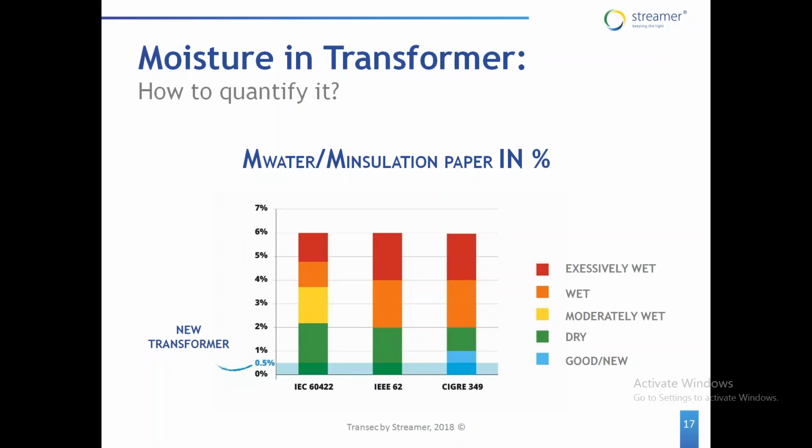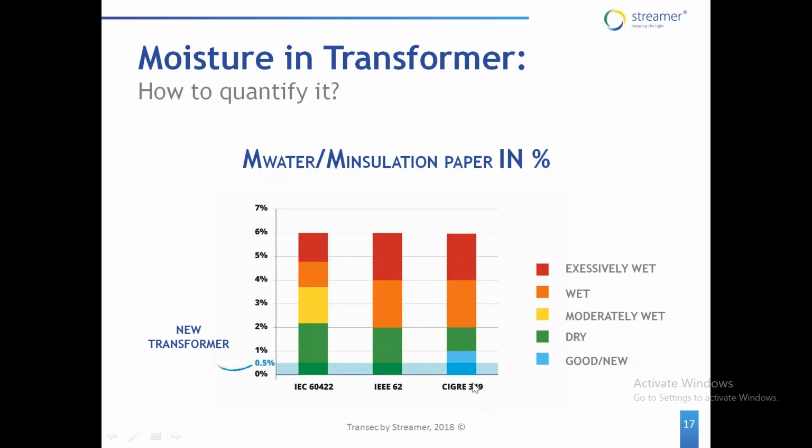So if you are able to quantify the amount of moisture in the paper, then you will be able to quantify the amount of moisture in the whole transformer itself. Correct? So that is why the moisture in paper is considered here. Okay, we will see the CIGRE curve. All are mostly similar. We will see one just to take an example.